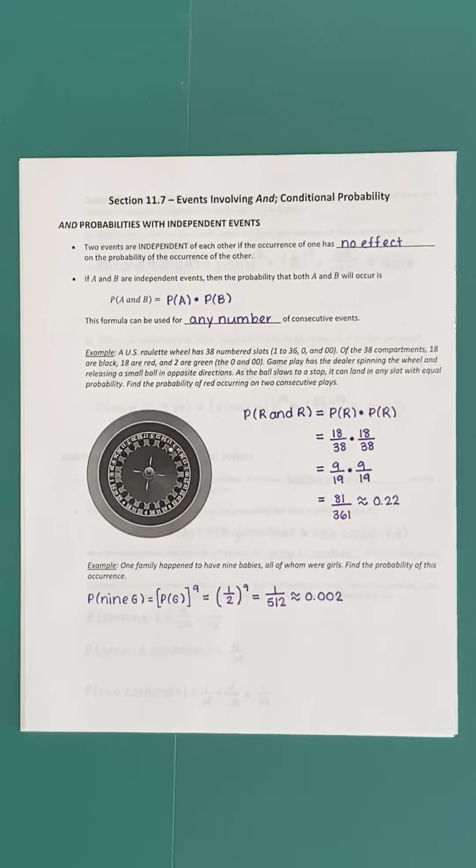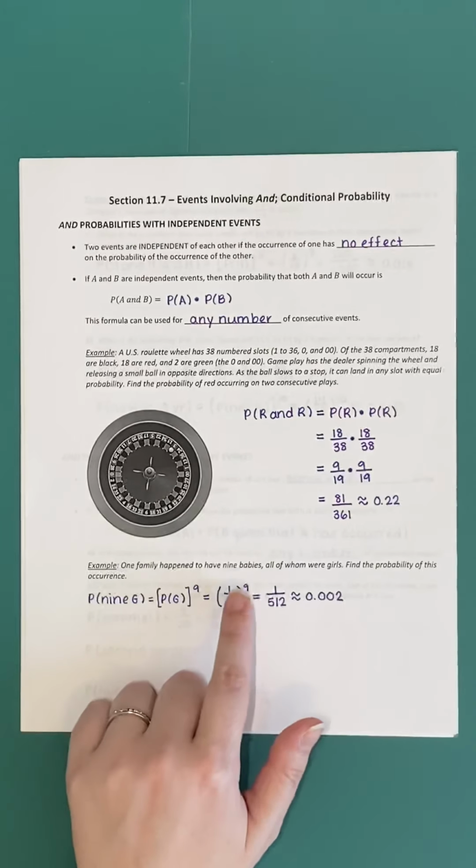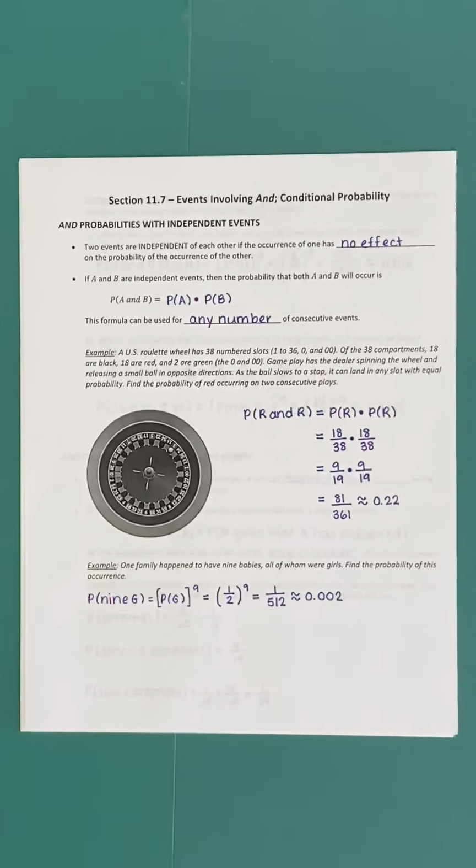Any sequence is just as likely as any other, and the probability of each occurrence is the same. So the probability each time that you get a girl versus a boy is always going to be 1/2. So changing the sequence here doesn't actually change the probability. What makes the probability so low? What makes the probability so low is the fact that we have a family with 9 babies. It's the fact that we took this probability and we multiplied it by itself 9 times.